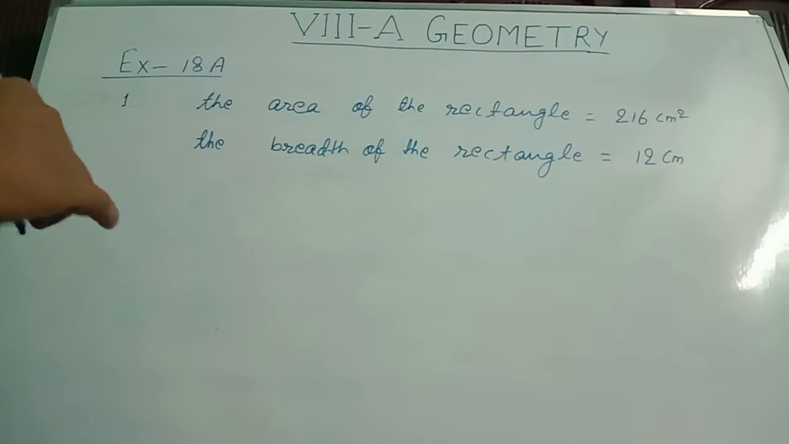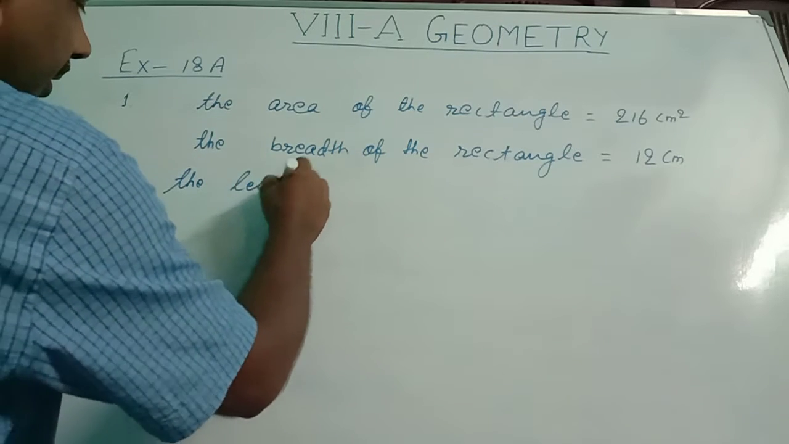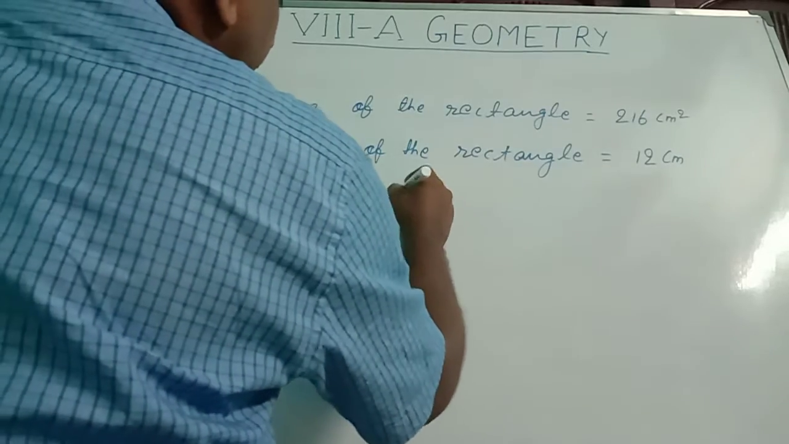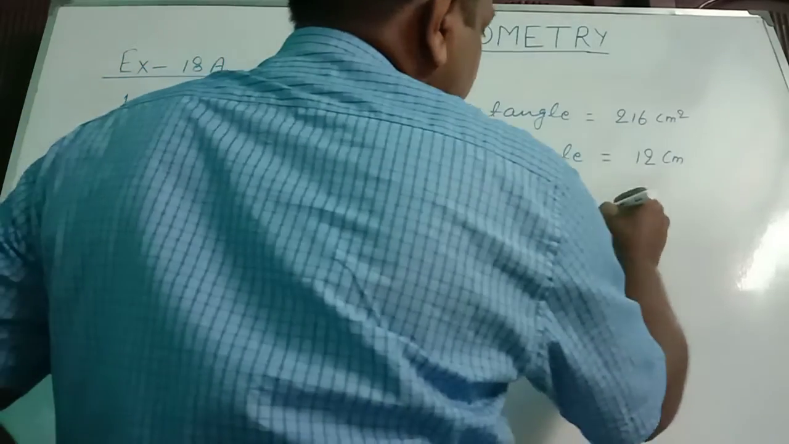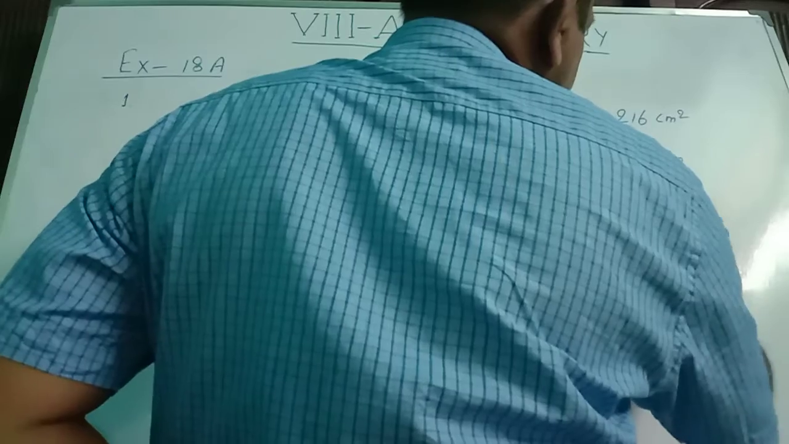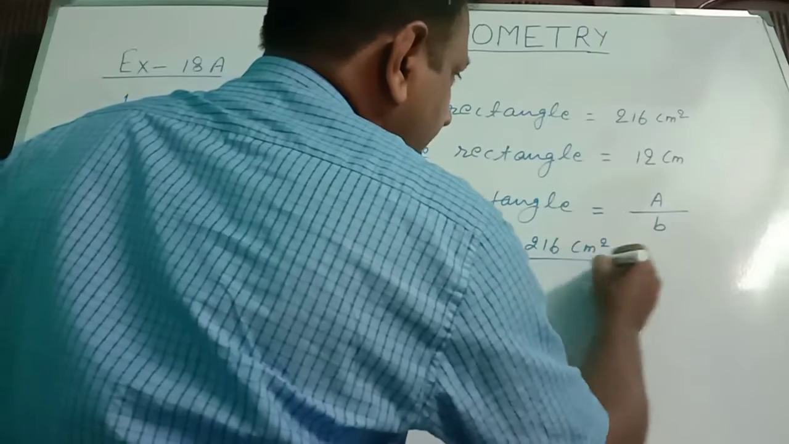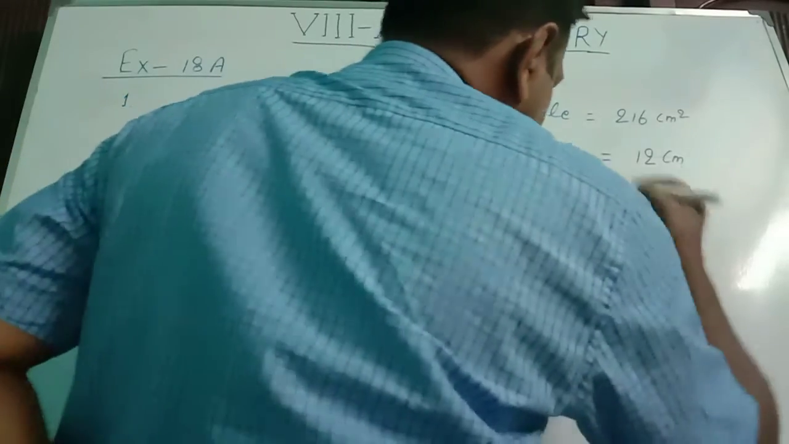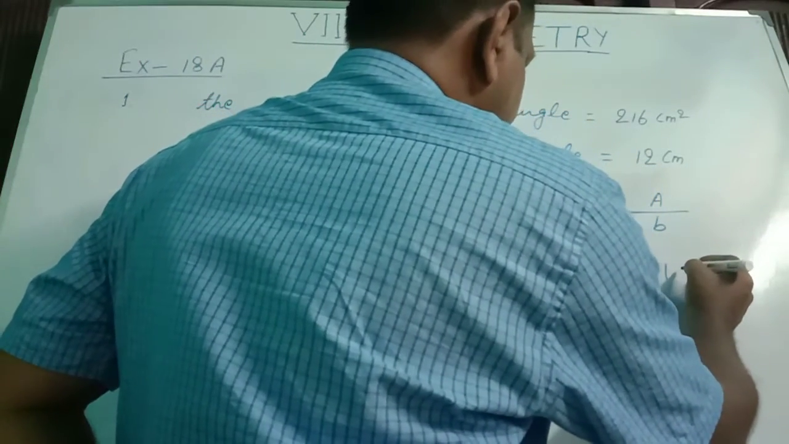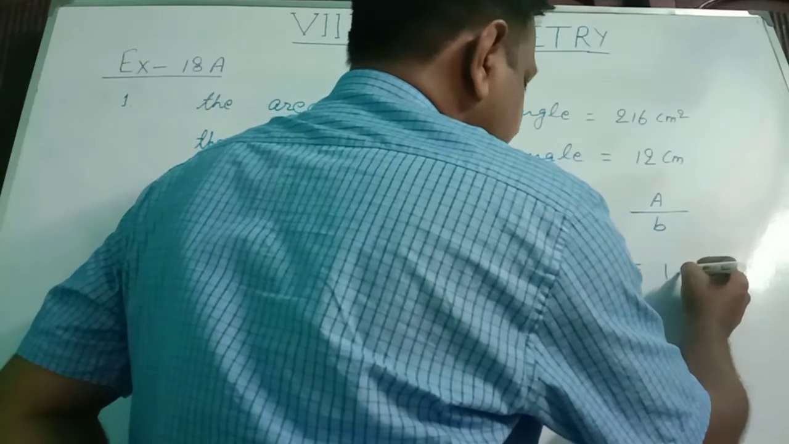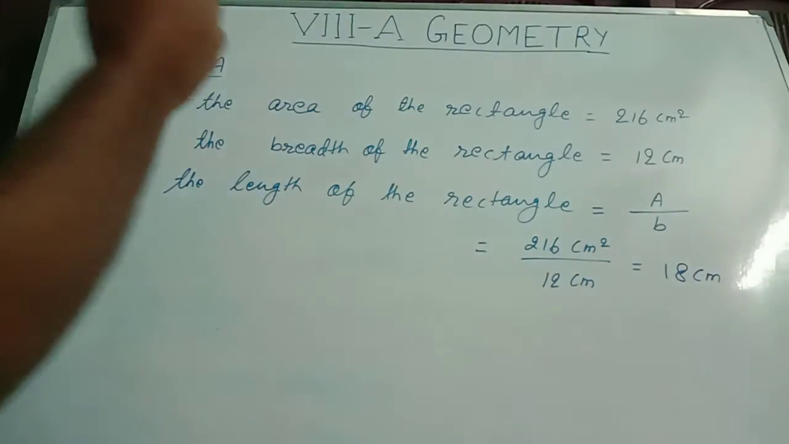We are asked to find the length. The length of the rectangle is equal to area by breadth, that is 216 centimeter square by 12 centimeter. If you solve this, you will get 18 centimeter. The length of the rectangle is 18 centimeter.